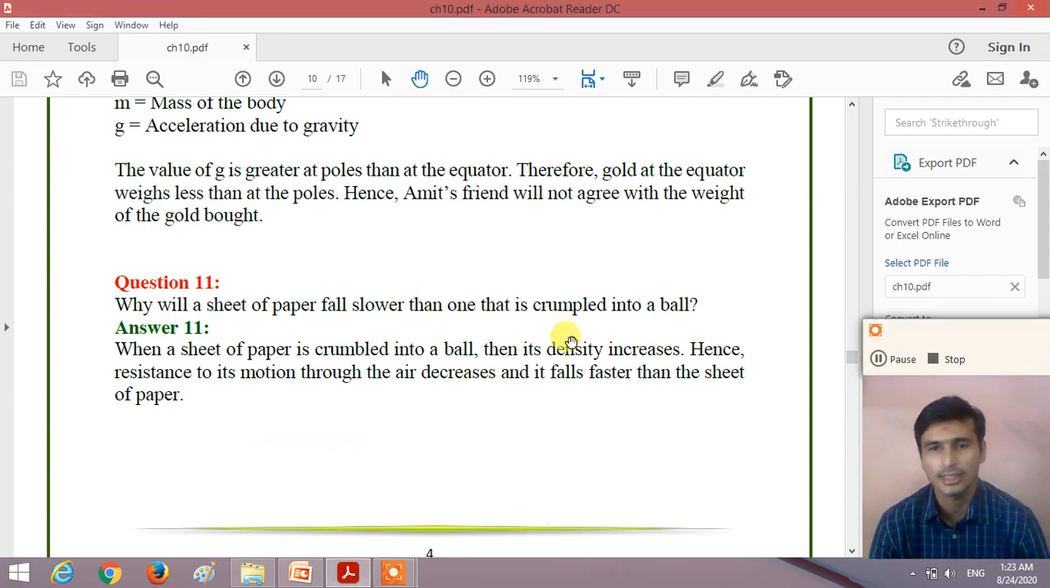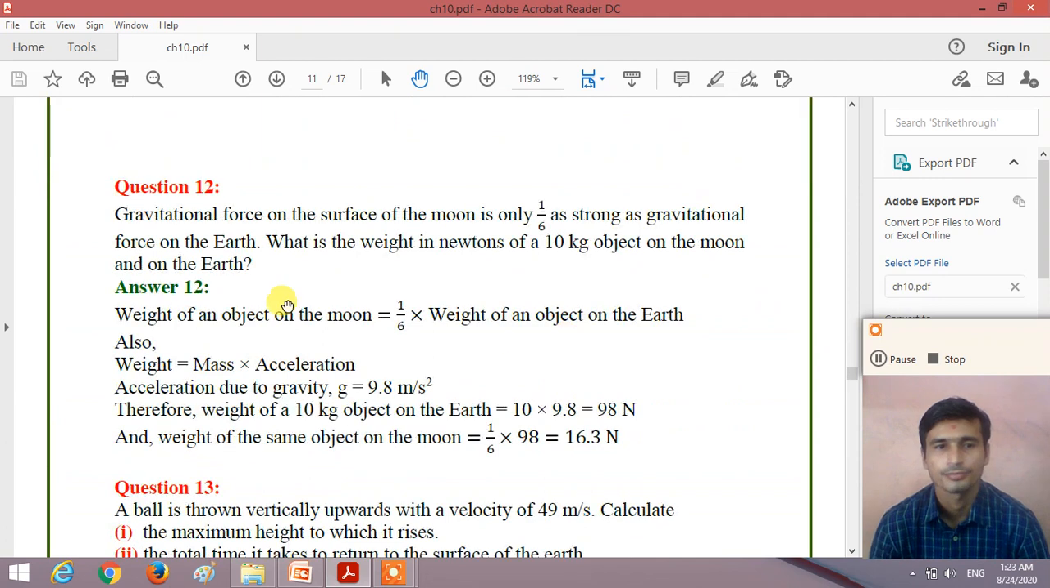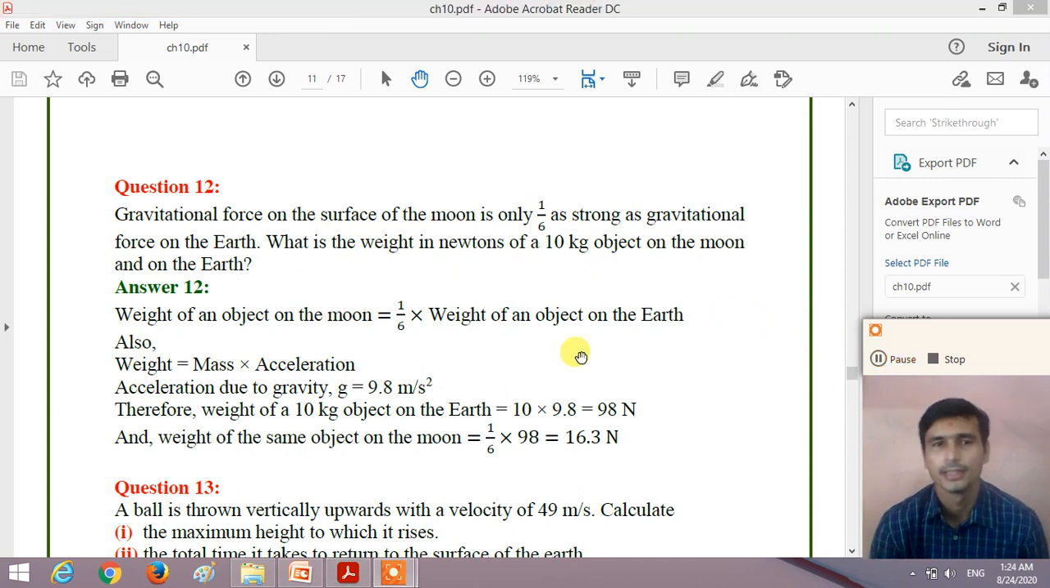Now question number 12. Gravitational force on the surface of the moon is only 1/6 as strong as the gravitational force on the earth. So dear student, we know that the gravitational force on the surface of the moon is 1/6 of the gravitational force on the earth. What is the weight in Newtons of a 10 kg object on the moon and on the earth, right? So what is the weight of an object of 10 kg on the moon as well as on the earth?